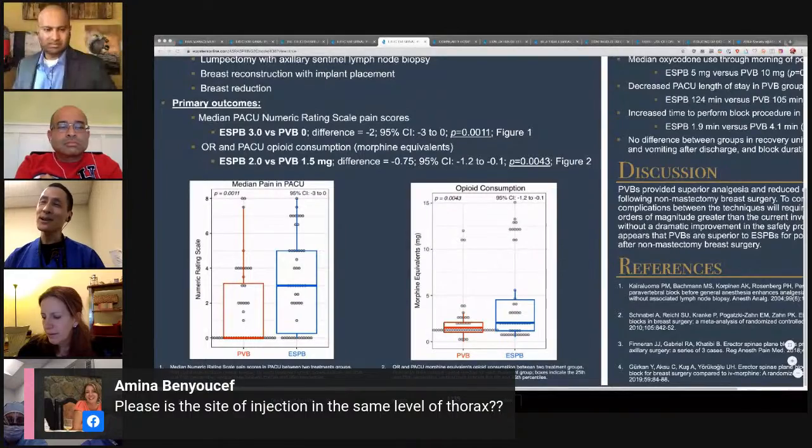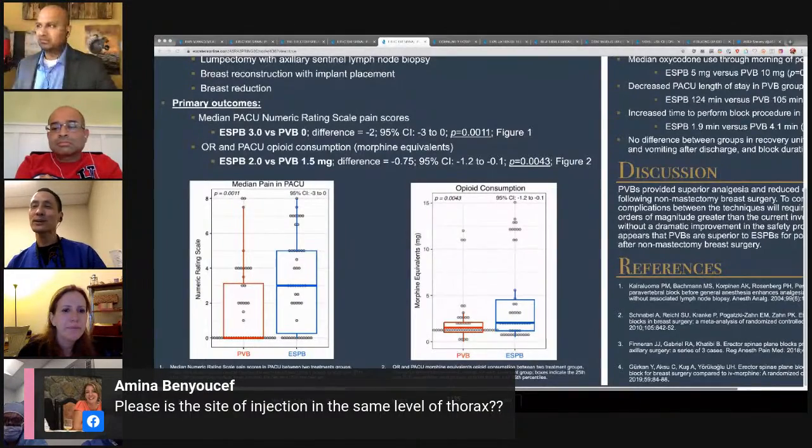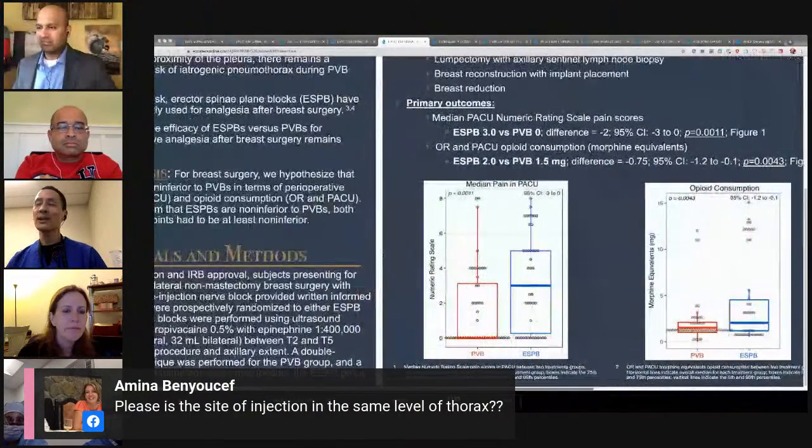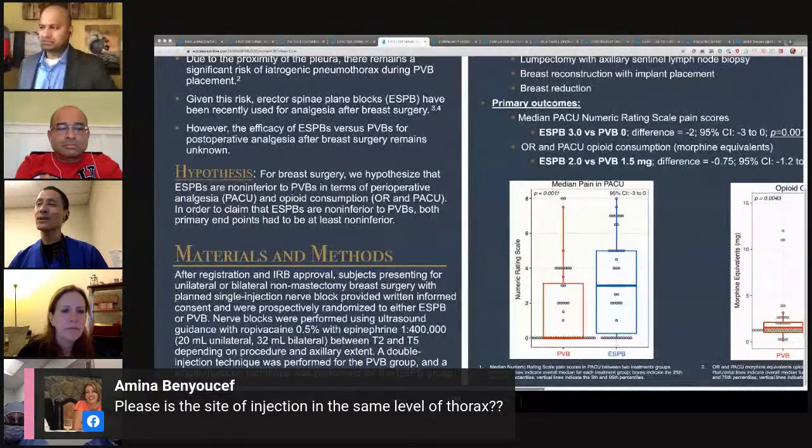But you're also then comparing a single injection ESP versus a 2-injection paravertebral, and when you look at the analgesic outcomes going to postoperative day 1 and 2, they're pretty much the same, then it really does say, why would you not go with the technically simpler technique? And that's really the point I was trying to make in the letter that I've written.